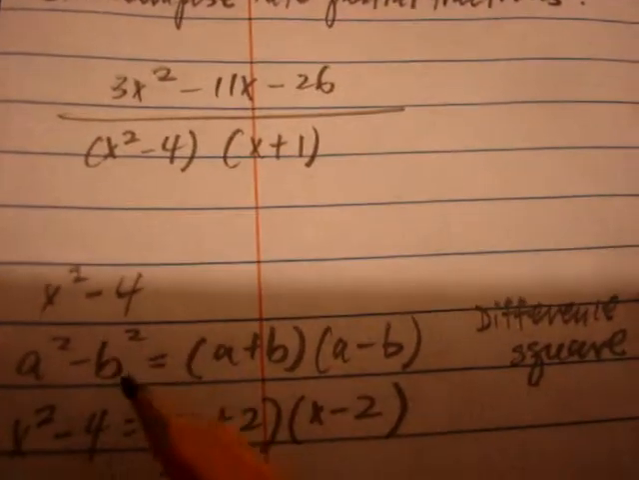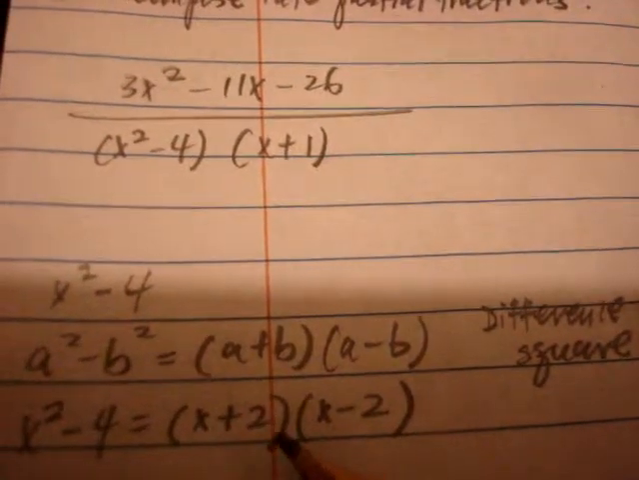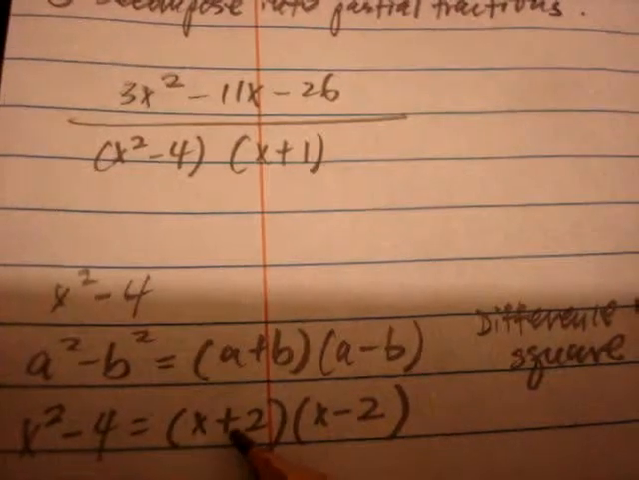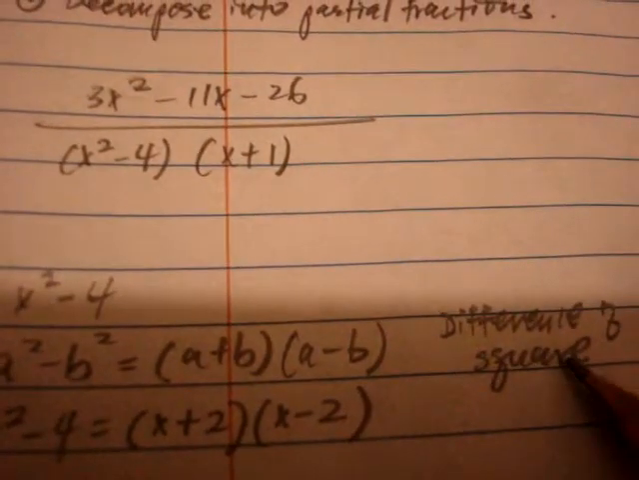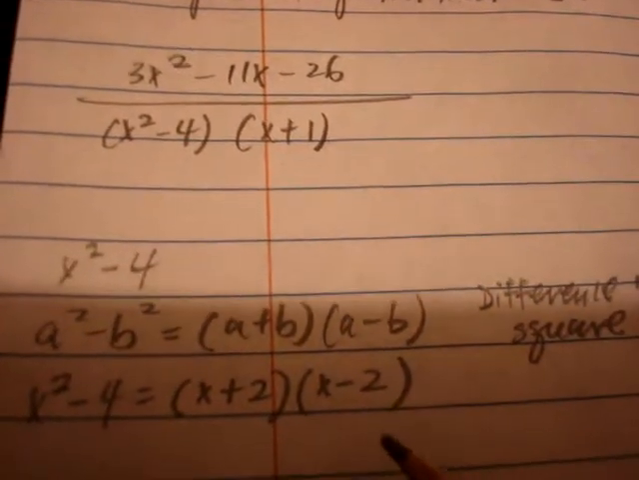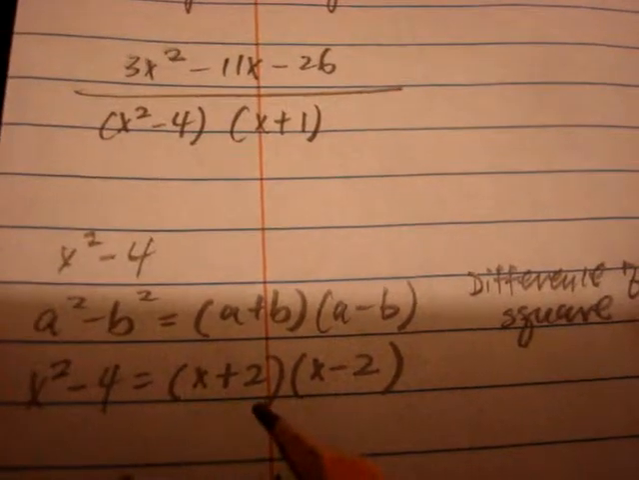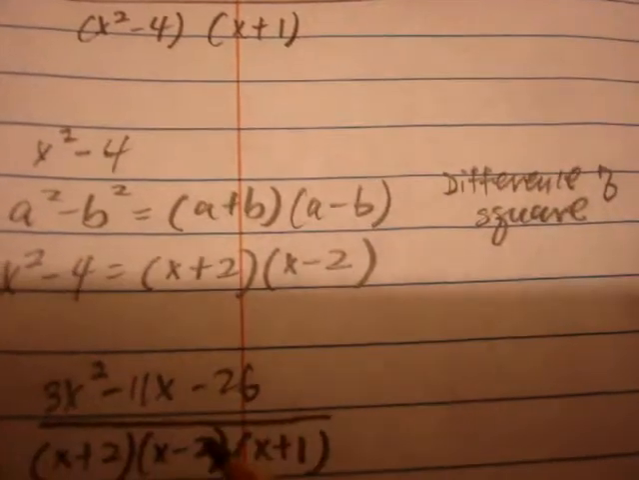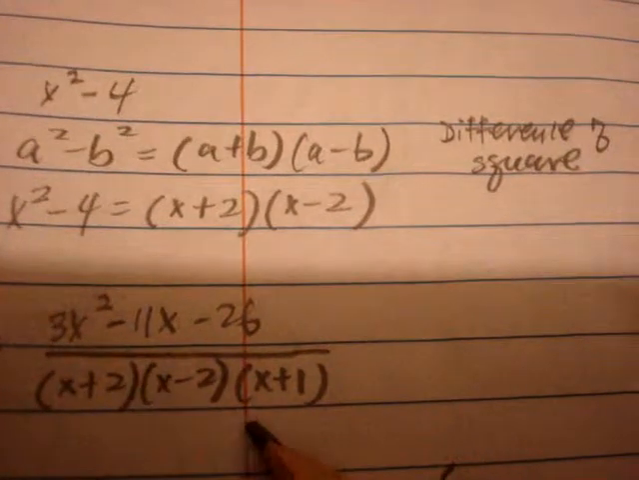So x squared minus 4 can be factored into x plus 2 times x minus 2. Make sure you put the plus first and the minus second because the difference of squares says a plus b times a minus b. Once you have the denominator factored, it's time to assign a letter for each of the factors. So the factored form for the given rational expression will be like this.